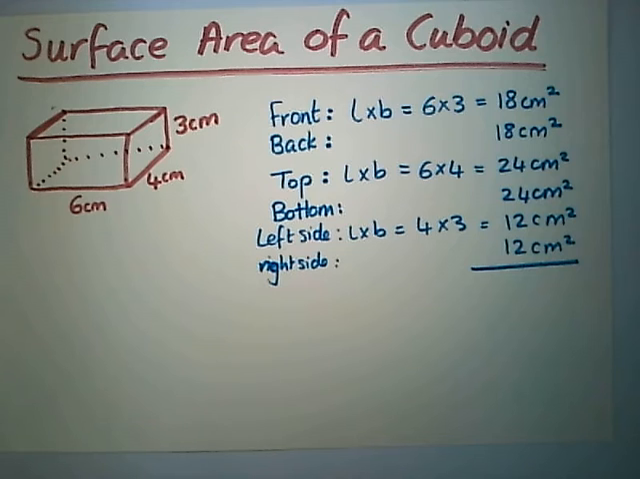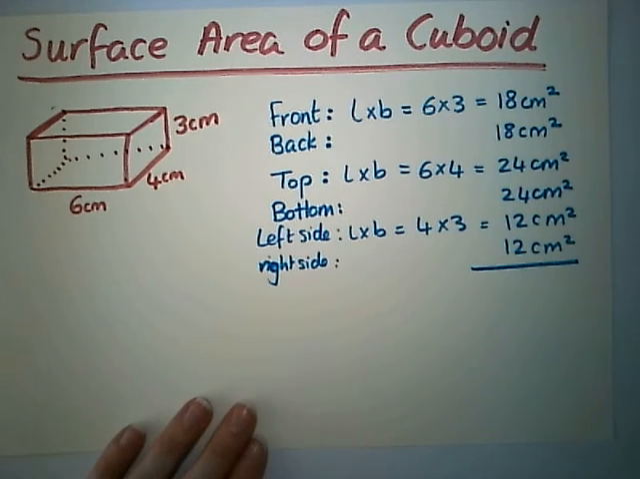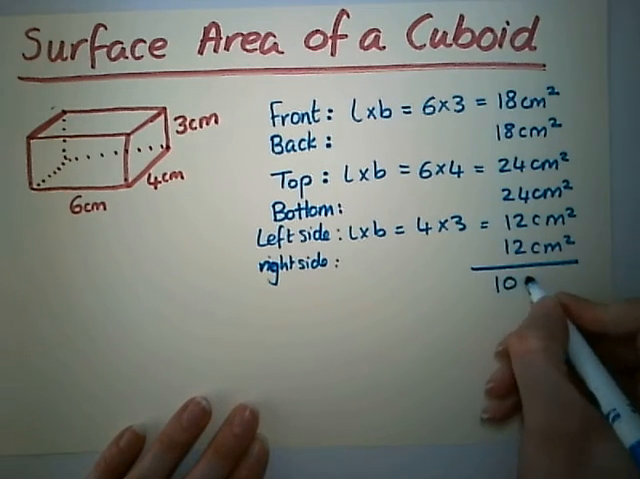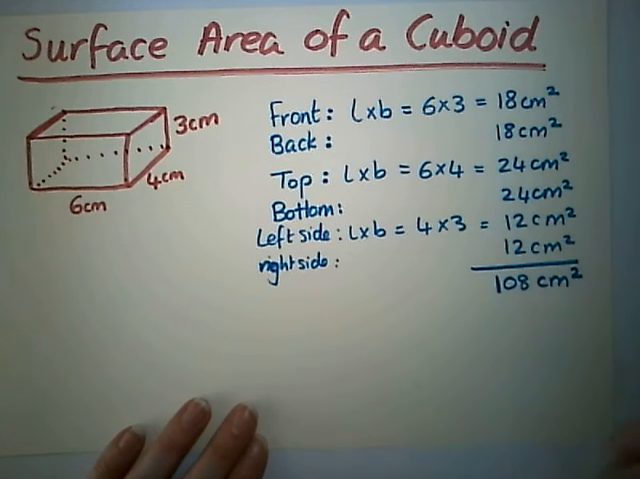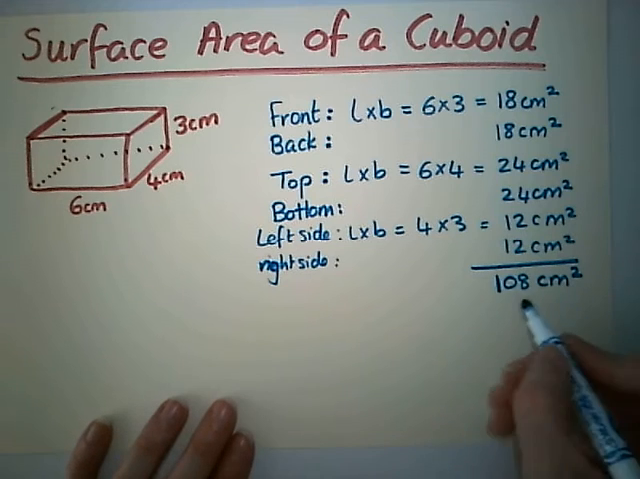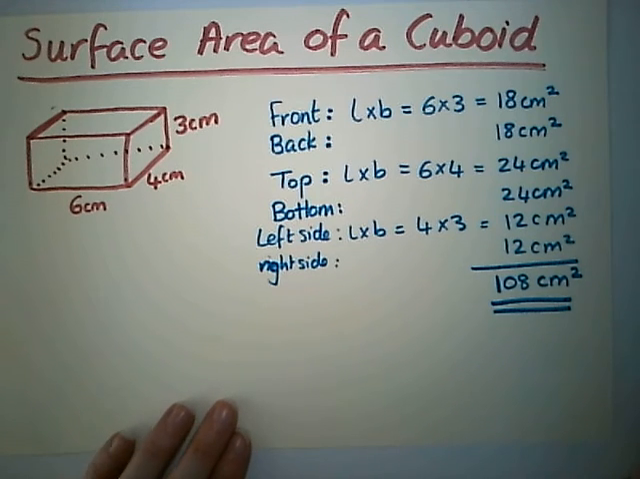Okay, so the total, if you were to add all of those together, would be 108. And don't forget your centimetres squared, or squared centimetres. And that would be your final answer for the total surface area.